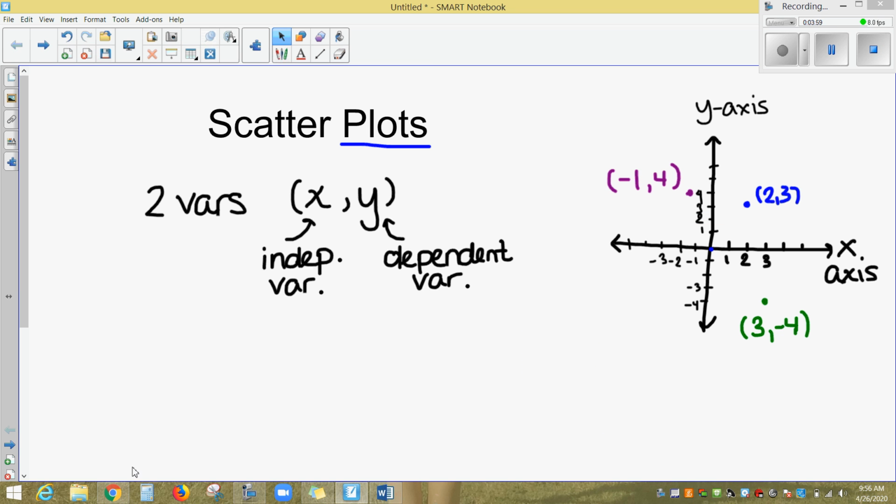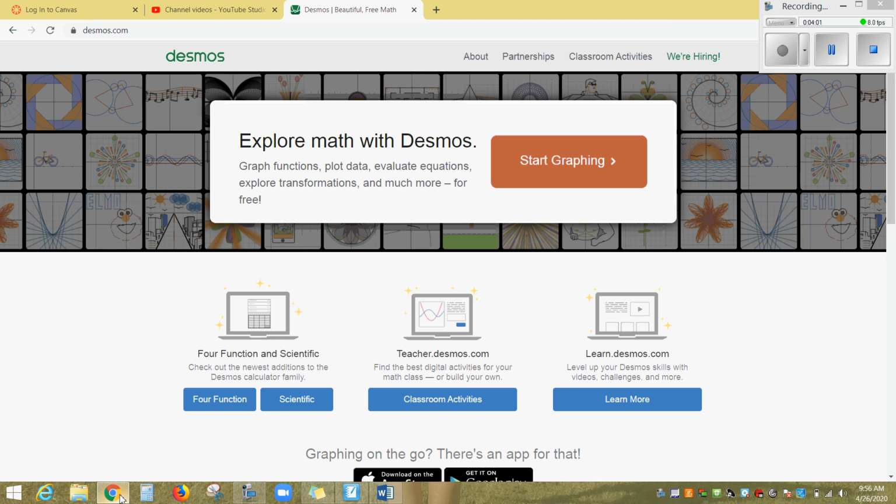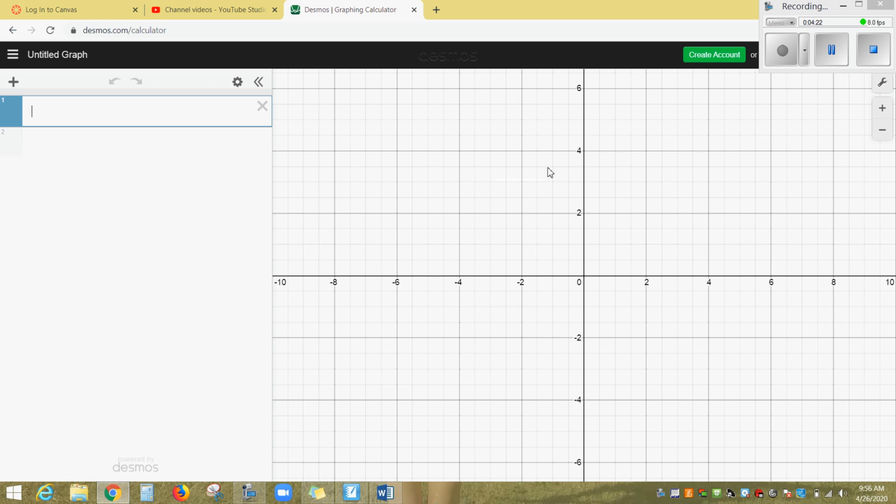Now, one of my favorite websites that I enjoy using is Desmos. It's Desmos.com. And if you haven't ever been to desmos.com, again, even if you have a graphing utility that you can hold in your hand, your TI-82 or 83 or 84, you're going to need to turn graphs in to me. So unless you have a way to get those off of your calculator, then you're going to want to use either this website or another.